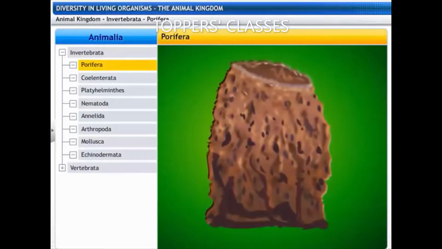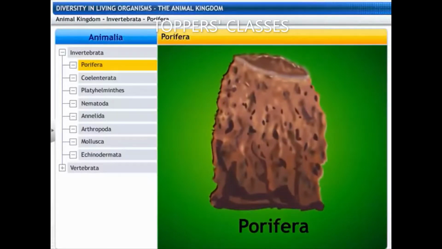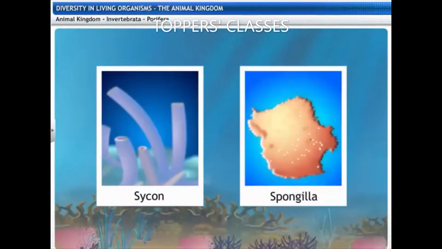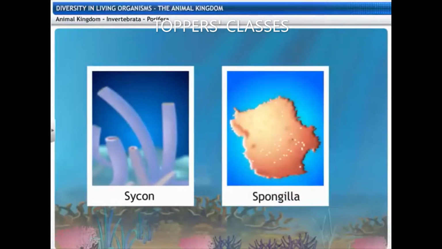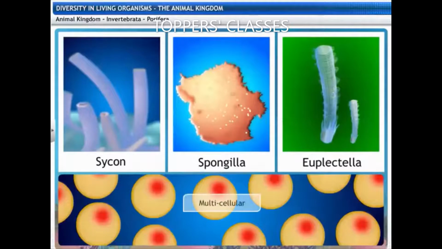Porifera get their name from 2 words, pori meaning holes and fera meaning bearing. The phylum Porifera includes Sycon, Spongilla, and Euplectella. They show minimal level of tissue grade organization, though they are multicellular. They are commonly called sponges.